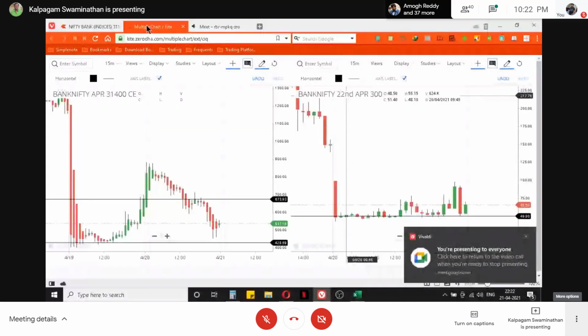The stop loss is the low of the entry candle. Okay. Right. Who was asking that question?